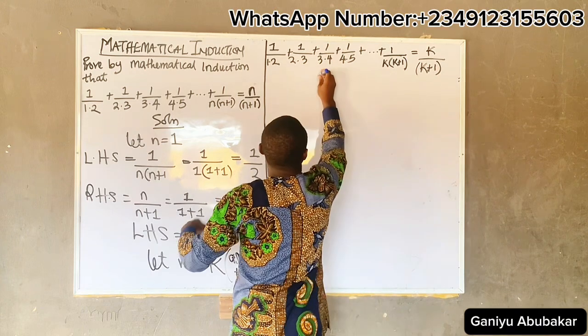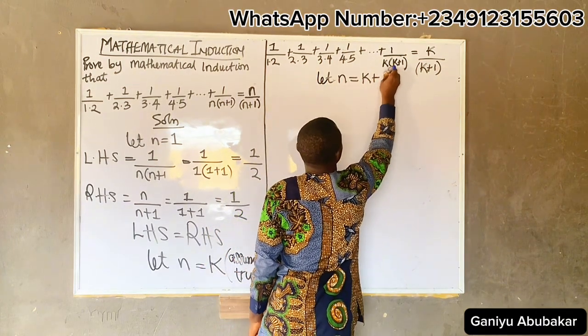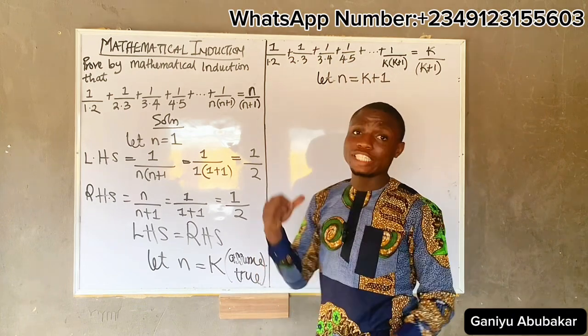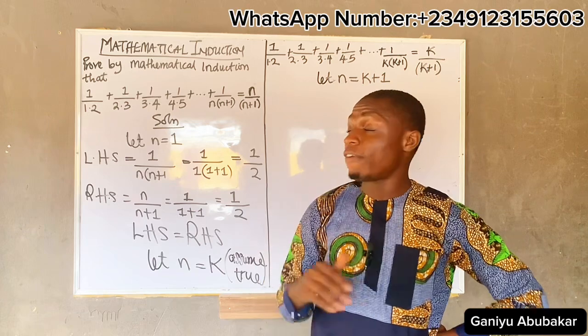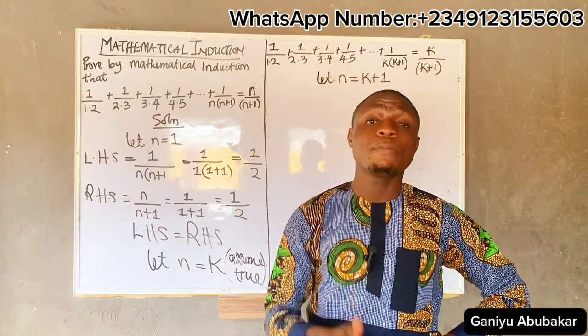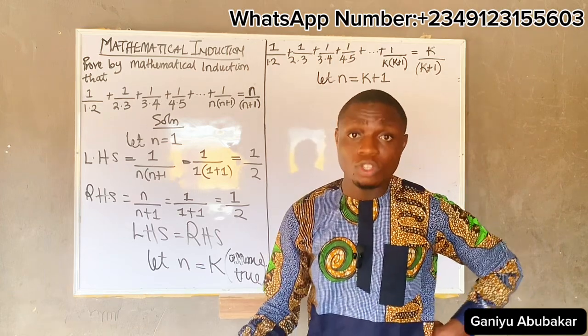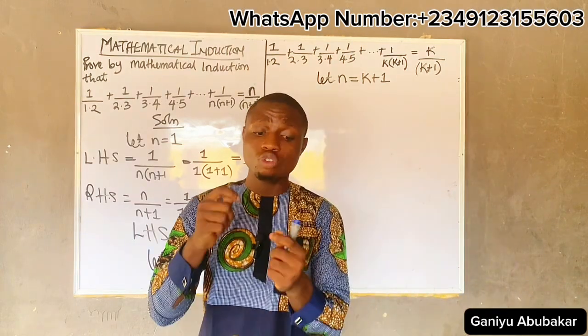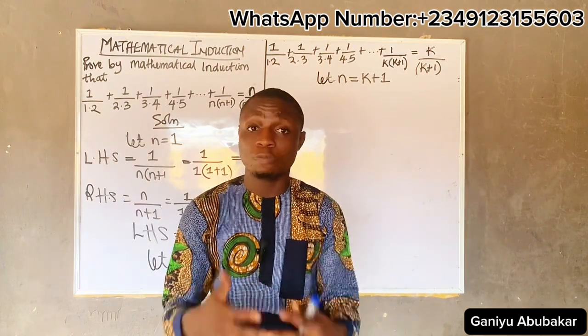Third step, please. Let n to be what? K plus 1. Now listen. At this point students find n to k plus 1 difficult. Why? Because they are not good at simplifying. So your ability to overcome this third step shows how familiar you are with mathematics.